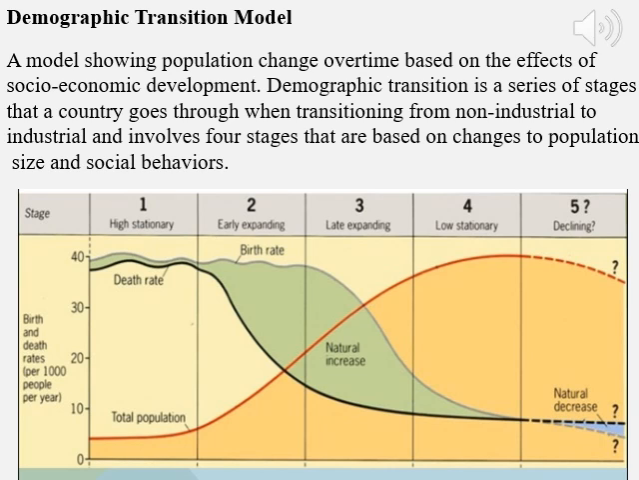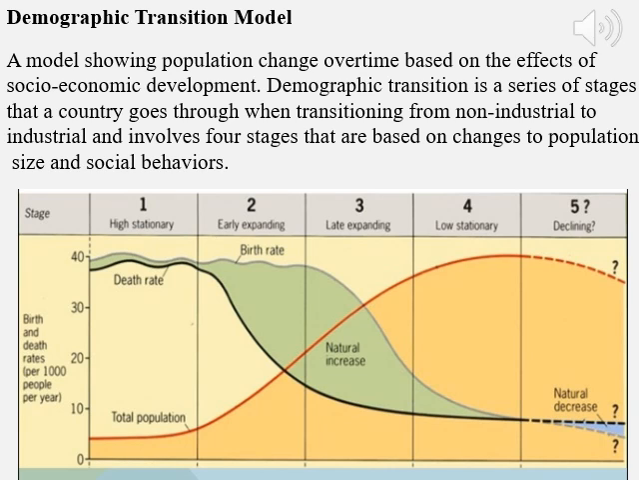Stage 3 is called the industrial stage or expanding stage. It's characterized by low birth rates due to access to contraception, urbanization, and education of women, and also by falling death rate. So the rate of natural increase began to decrease and there was slower population growth.